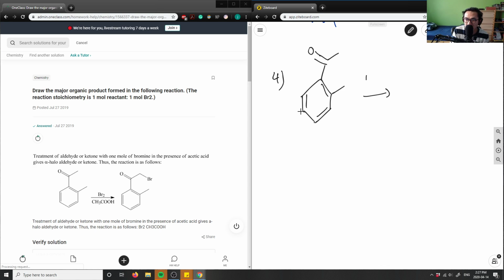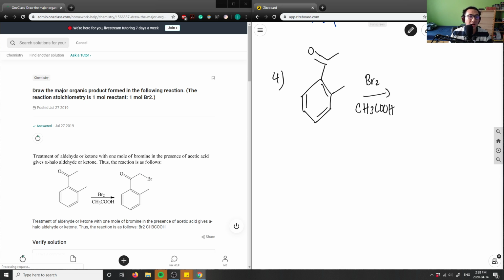What I'm going to do is react it with Br2 and acetic acid, CH3COOH, right? And then what am I going to get? Again, 1 mole reactant, 1 mole Br2, so that's the reaction stoichiometry. So it says here, treatment of a carbonyl, an aldehyde or ketone, with 1 mole bromine in the presence of acetic acid gives us an alpha halo aldehyde or ketone, right? So again, it's going to add to this ketone here.